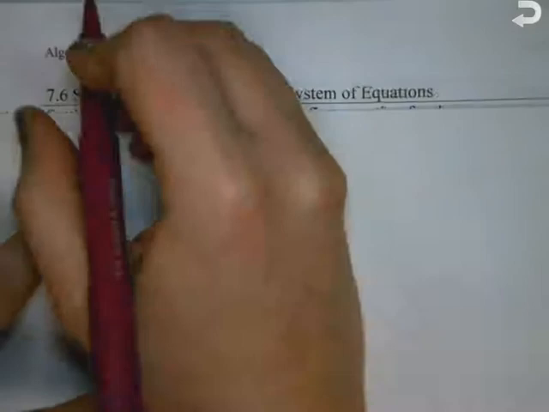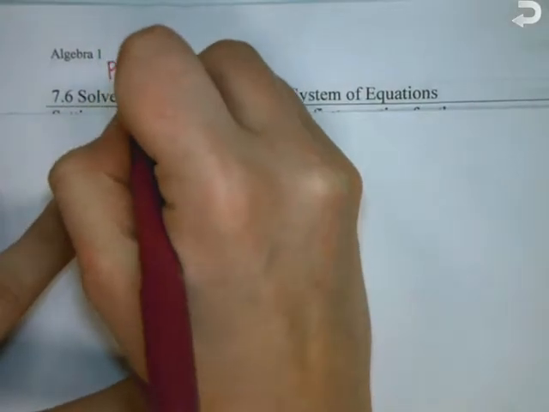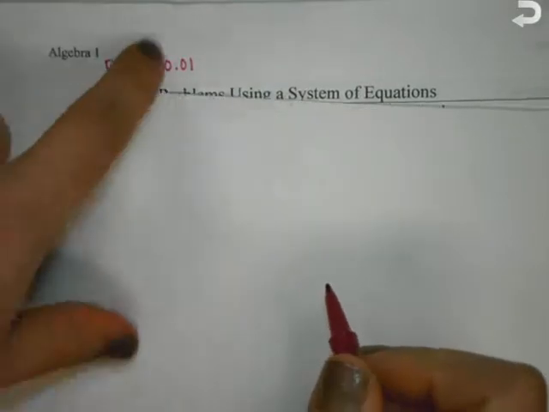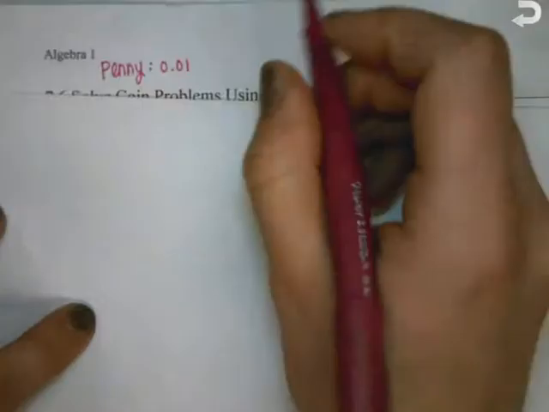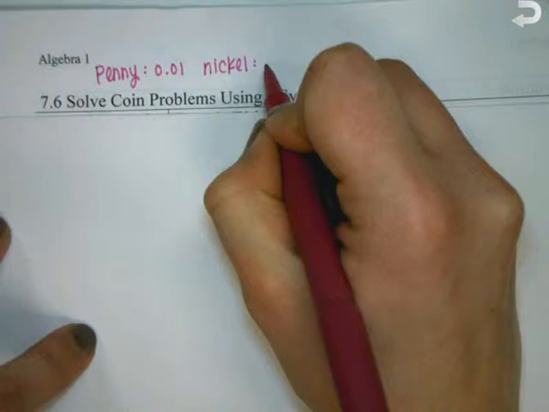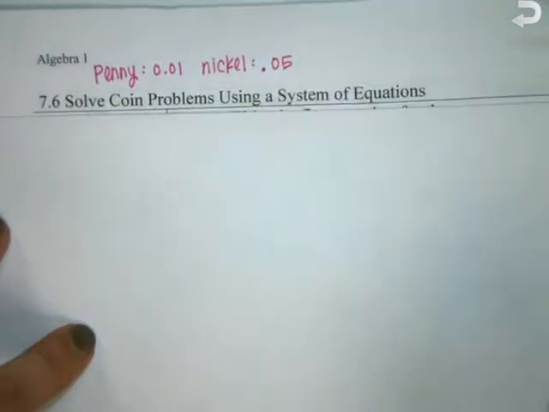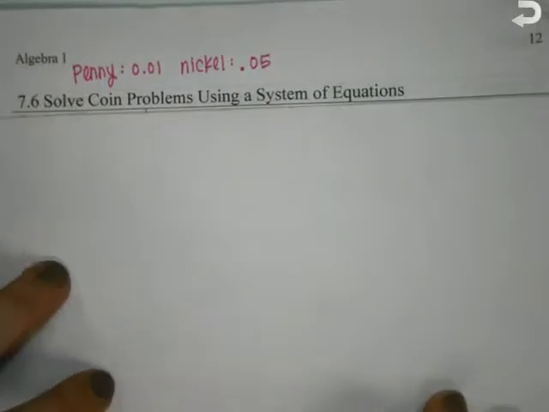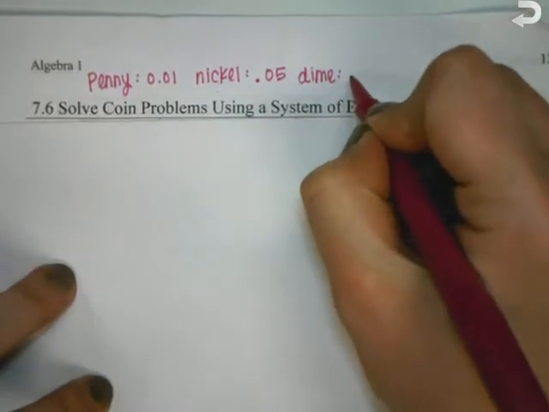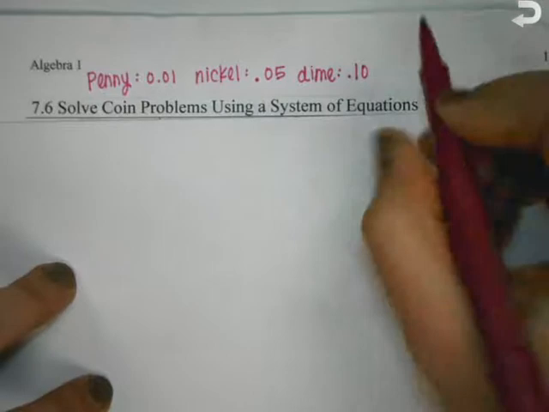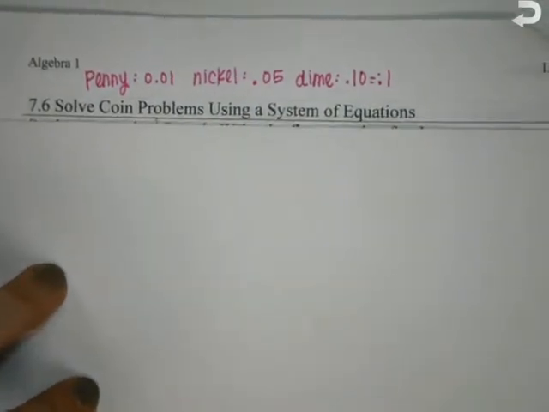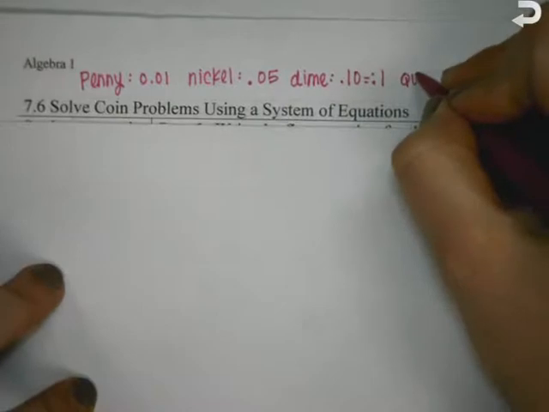So what is a penny worth? 0.01, right? And you don't have to put the 0 in front. What about a dime? Or no, nickel's next, right? Nickel is 0.05. That's the cost, or how much it's worth. Dime is 0.10, or just 0.1, right? And quarter, 0.25.